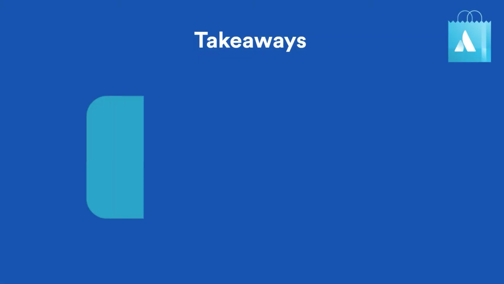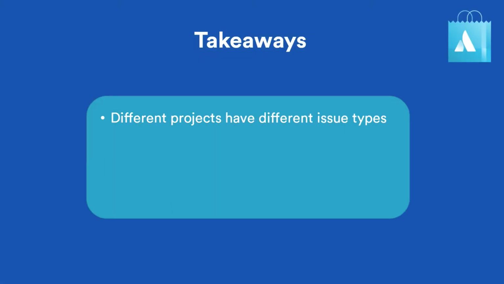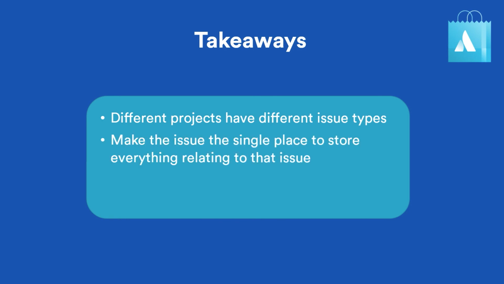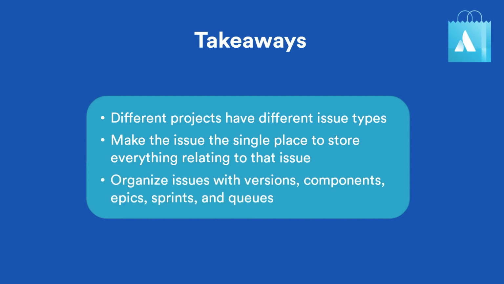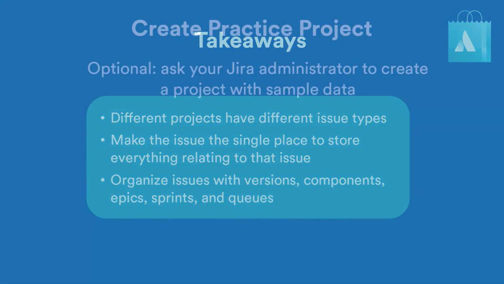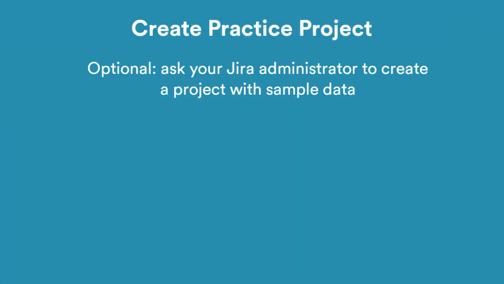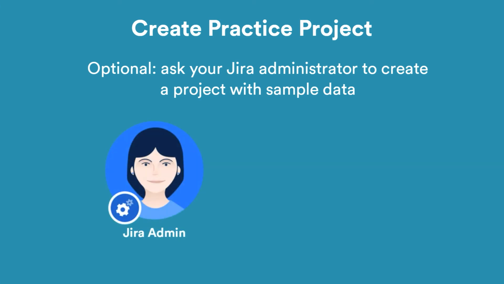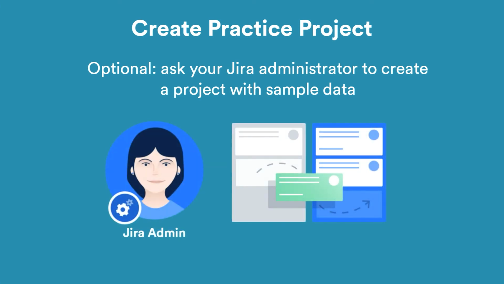What are the takeaways here? There are many different types of issues depending on the type of project you're working on. Make the issue the single place to store all the data about the issue, including attachments, time logs, and links to other issues. You can organize issues with versions and components, and further organize software projects with epics and sprints, and service desks with queues. If you'd like a project to practice in, you could ask your Jira administrator to create a project with sample data.